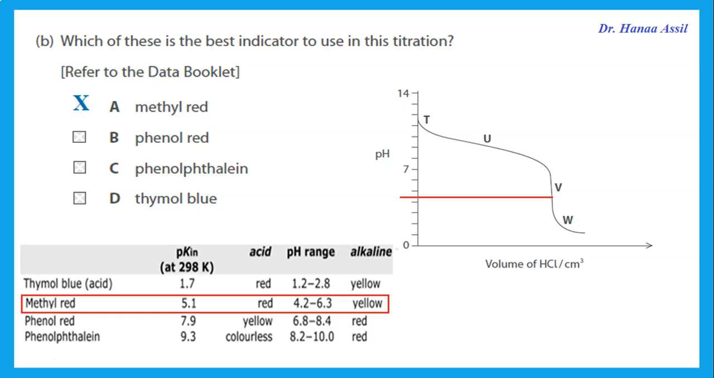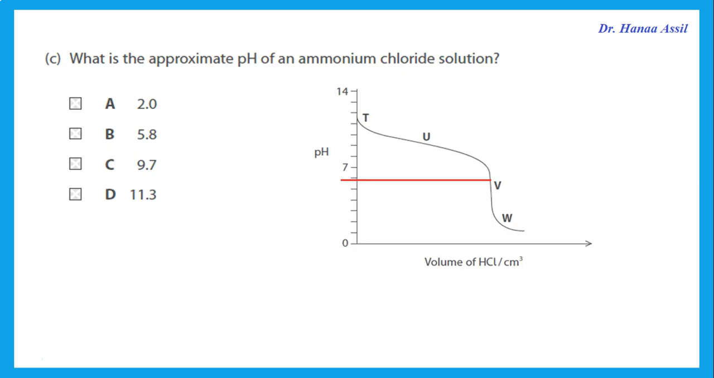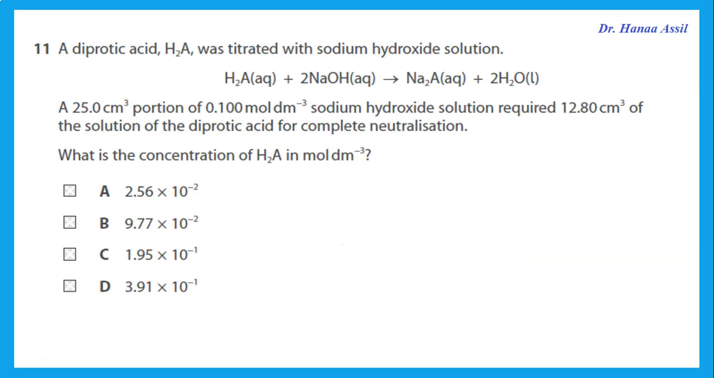The others will either change color at a much lower pH, and that means we've passed the endpoint, or at a much higher pH, and that means it will change color before the endpoint. What is the approximate pH of an ammonium chloride solution? Well, where is the ammonium chloride solution? Remember, the ammonium chloride solution is when it has been neutralized and we're starting to go down in that graph. So that vertical line going down at the beginning is about 5.8 pH.